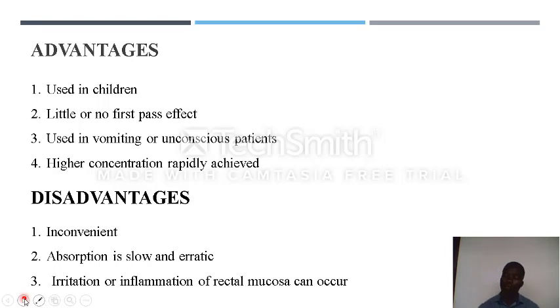Disadvantages: it is inconvenient. Absorption is slow and erratic. Irritation or inflammation of the rectal mucosa can occur. These are some of the disadvantages of rectal drug administration.